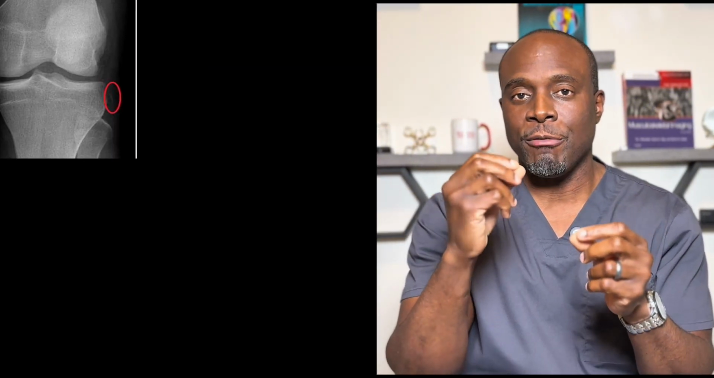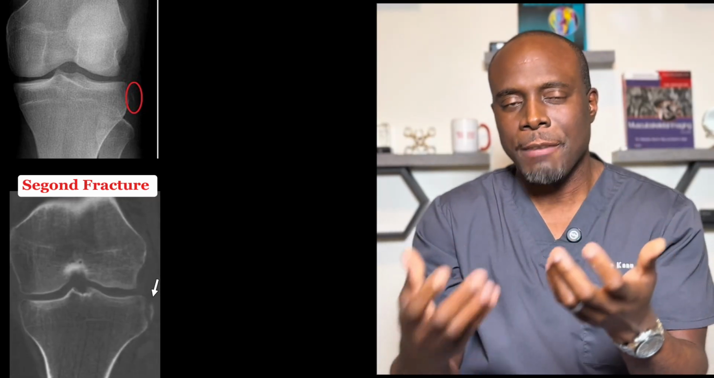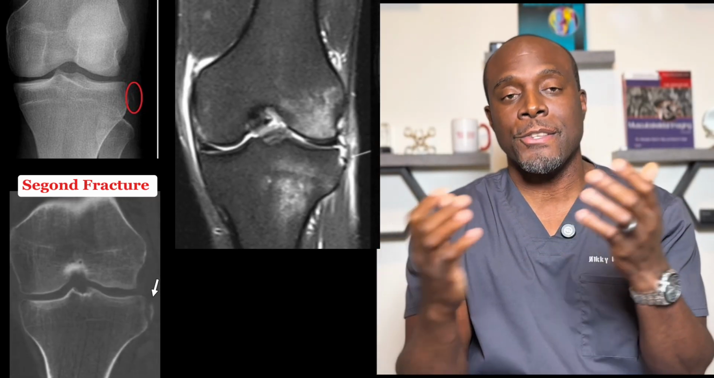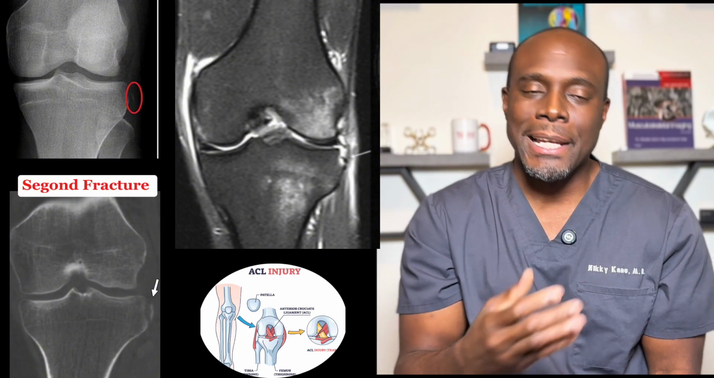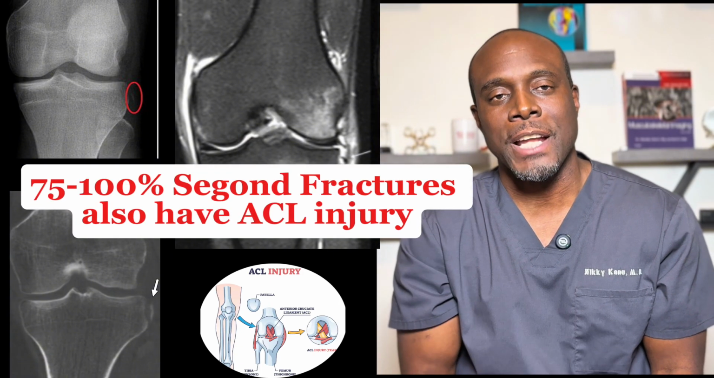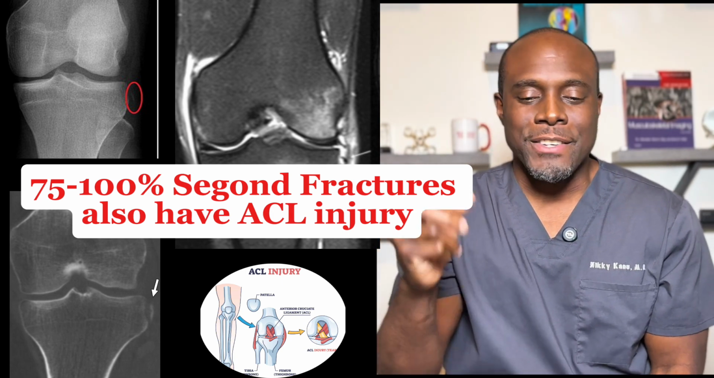What is a Segond fracture? Now, you might see this on your report if you have an acute injury. A Segond fracture is a small fleck of bone on the outer side of your shin bone that looks almost insignificant on imaging, but it's caused by the same rotational force that also tears the ACL. So it's highly associated with an ACL injury. That's why it's significant. Think of it like a red flag telling the radiologist where exactly to look.